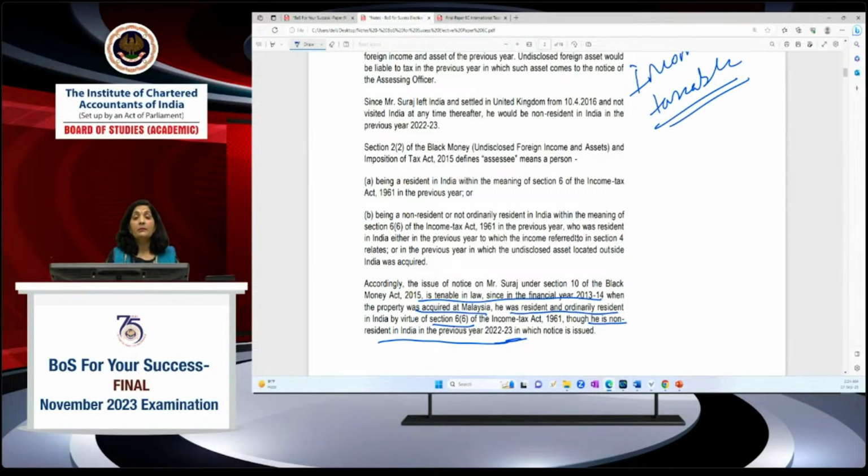80TTA की बात करें, it's available for both, दोनों को मिलता है, रेजिडेंट और नॉन-रेजिडेंट. बट 80TTB नहीं मिलता. 80TTB is applicable to only senior citizen. Senior citizen means an individual who is of the age of 60 years or more and resident in India. Senior citizen की definition में है resident in India.